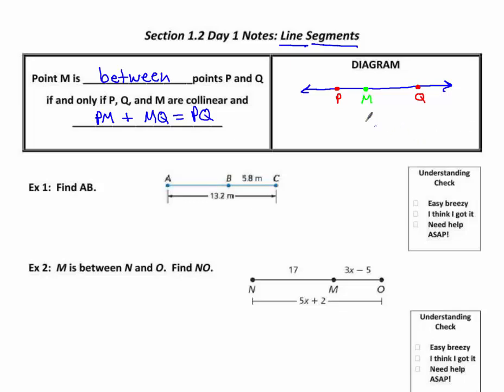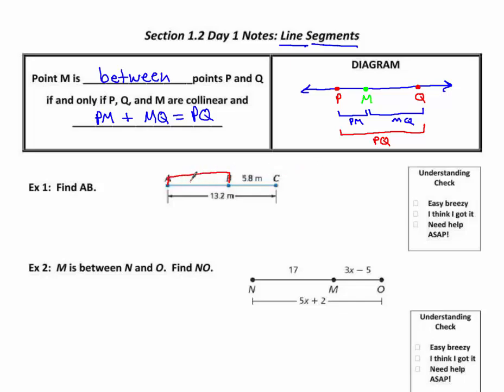And what we're going to do here is try to make a connection that the distance from P to M, that's this distance, plus the distance from M to Q, right there, is always going to be equal to the distance from P to Q. So let's look at this first example. It says to find AB. So that means we want to know how far is it from A to B.